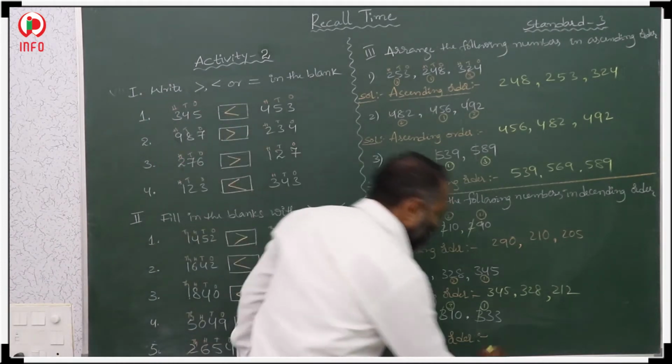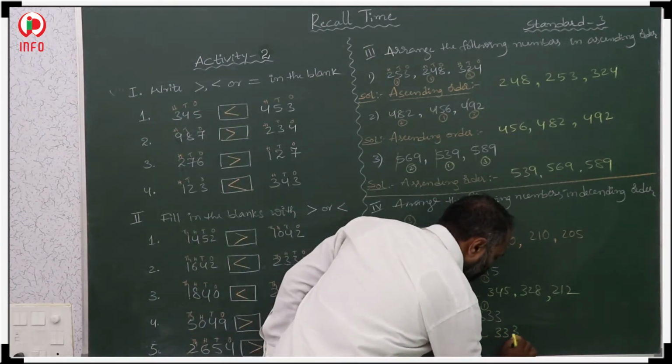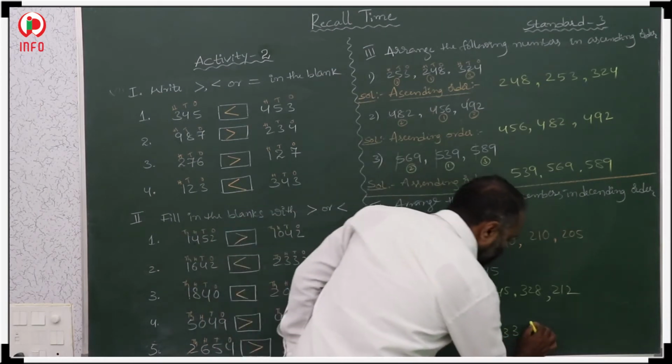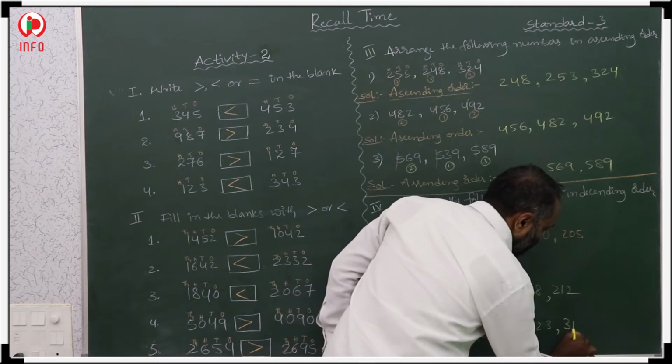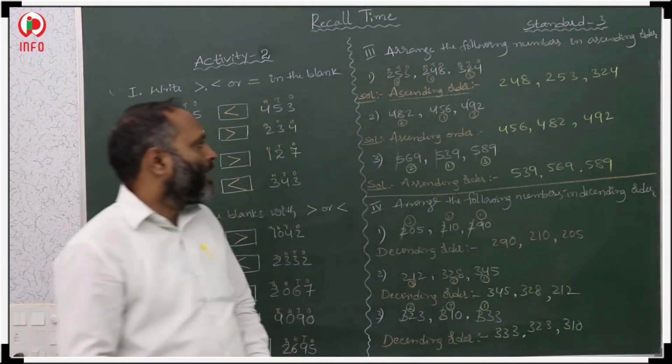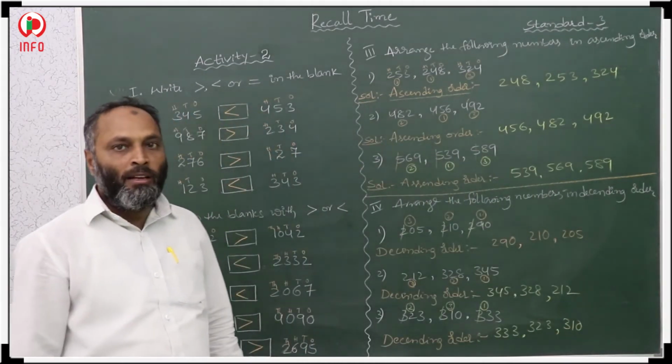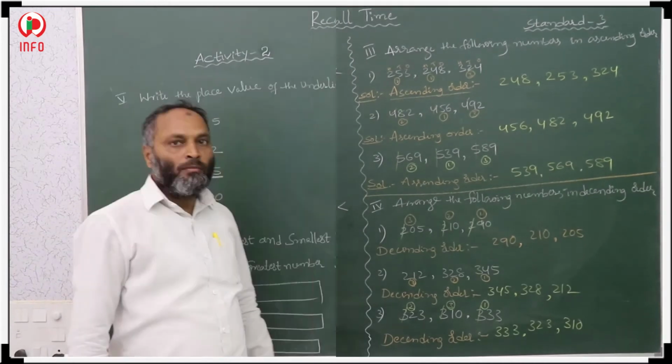Then 3, 3, 3 we have to take first. Then 3, 2, 3. Next 3, 1, 0. So in this way we have to arrange in ascending order and descending order.